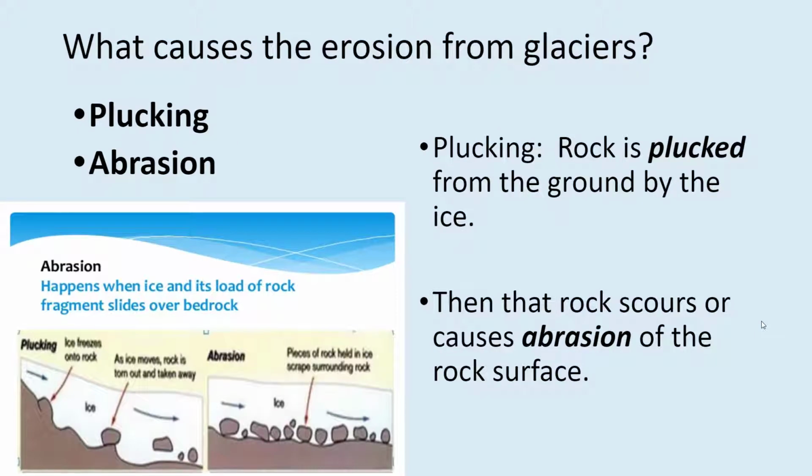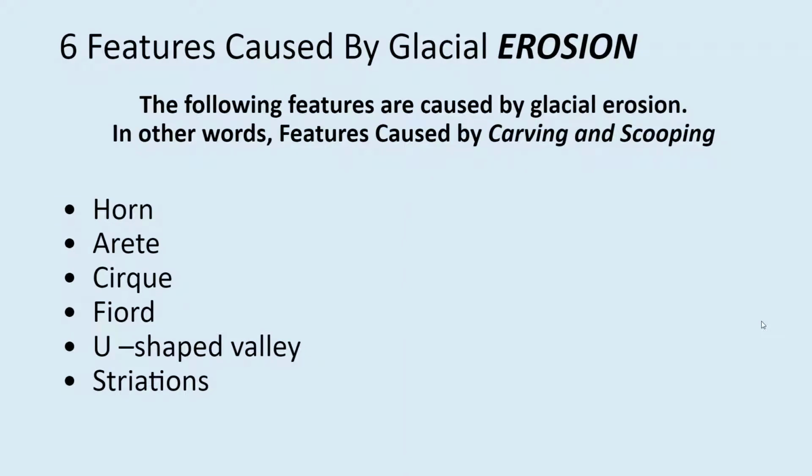Two processes. The process of plucking, which is rock is actually picked up and plucked from the ground by the ice, and then that plucked rock scours or abrades the rock surface. So it's this two-part process. The plucking of rock by the glacier and then abrasion as that plucked sediment, it's like sandpaper, like you're wearing it down. That's how it works.